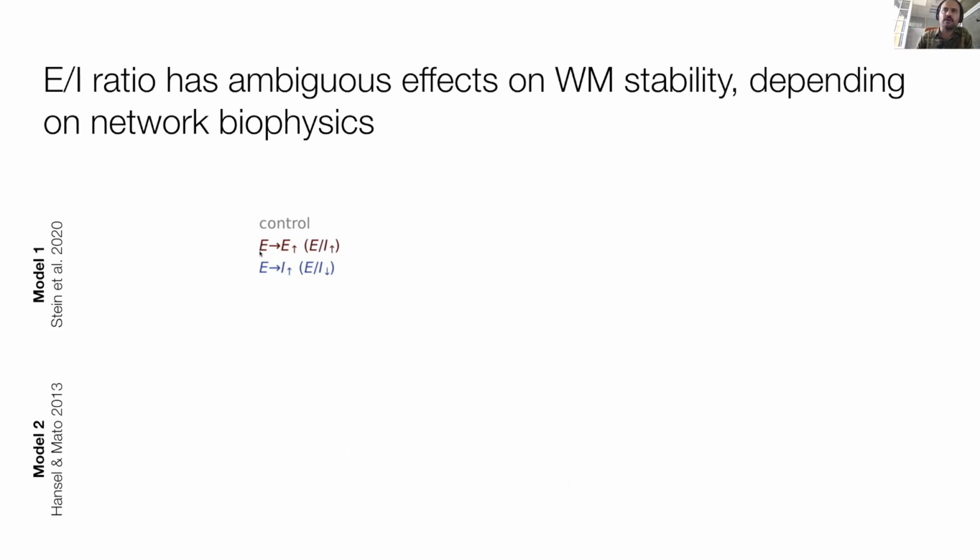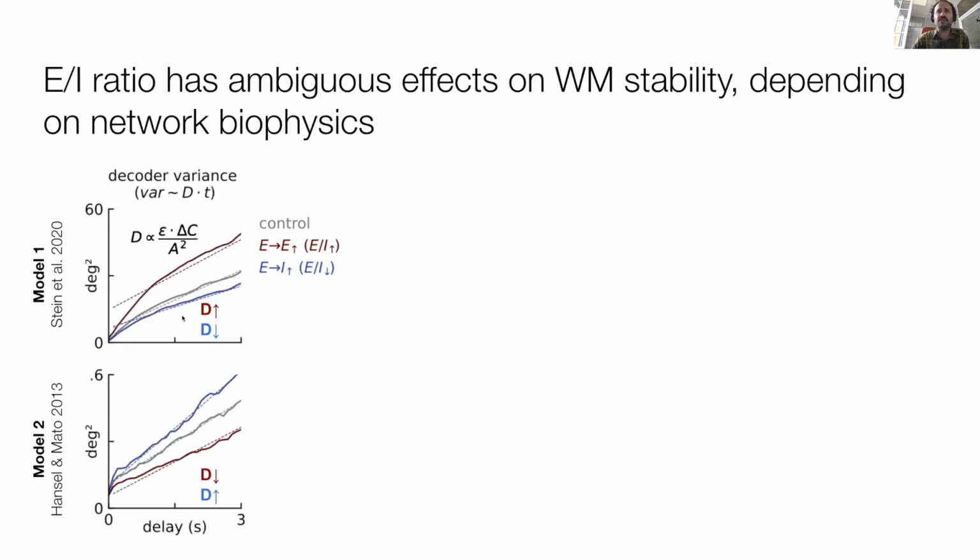So what we did here, in both models, we increased and decreased the EI ratio by increasing excitation to inhibition. And what we see for the Stein et al. or for the Murray model is what they saw. It increased diffusion as you increase the EI ratio, and it decreases diffusion when you decrease the EI ratio. So it's the same finding as we saw for the review that Heike made.